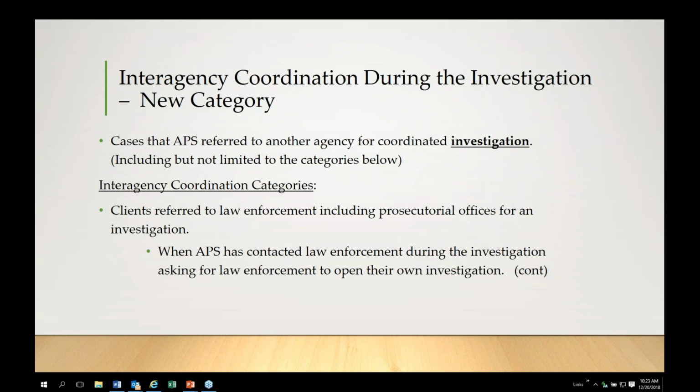This is not, I'm going to say that again, this is not your standard fax over the referral, because you're supposed to do a cross report. This is, you called up law enforcement and said, I think there's merit to this abuse case. I'd like you to work on it with me. It's where you've actually done kind of a warm handoff to law enforcement.